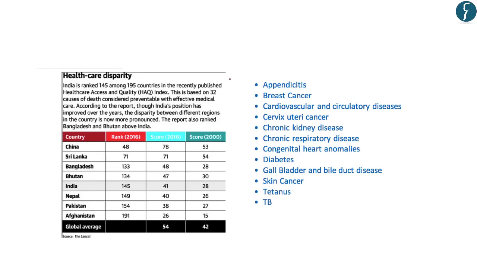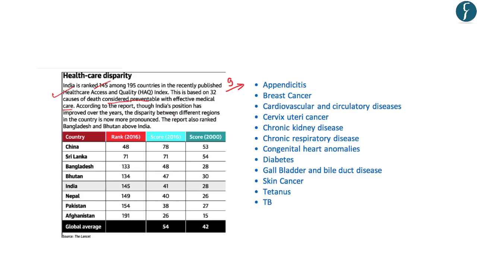The next news appears on page number 9 in the data point. The news reads, Healthcare disparity. India is ranked 145 among 195 countries in the recently published Healthcare Access and Quality Index. This is based on 32 causes of death considered preventable. So this is important: 32 causes of death considered preventable with effective medical care.